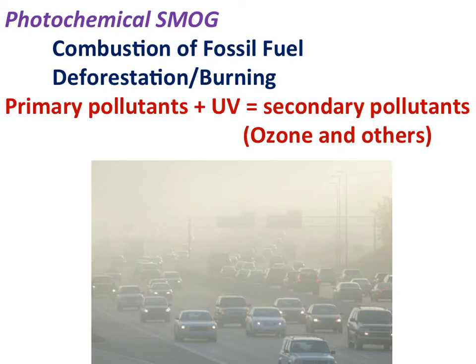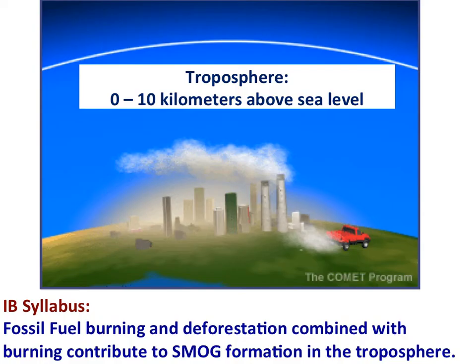Photochemical smog originates from the combustion of fossil fuels and deforestation in combination with the burning of vegetation. Both processes release primary pollutants, and under the influence of UV light, the primary pollutants are transformed to secondary pollutants, among them tropospheric ozone. Before I continue, I need to remind you that smog is a troposphere pollution problem.